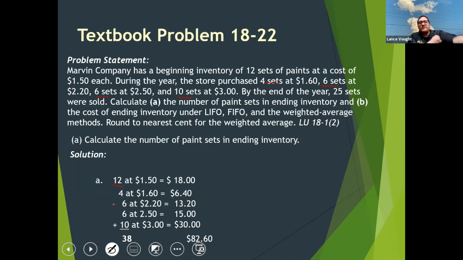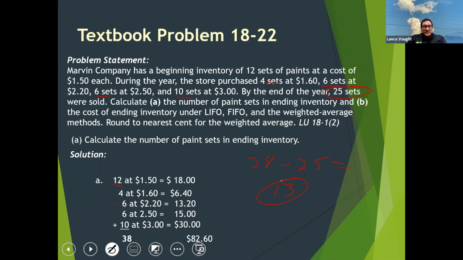That is not the number of paint sets in ending inventory. That's just the number of units that we had available to sell. 25 sets were sold, so 38 minus 25 tells us the answer to A is 13. There were 13 paint sets in ending inventory.